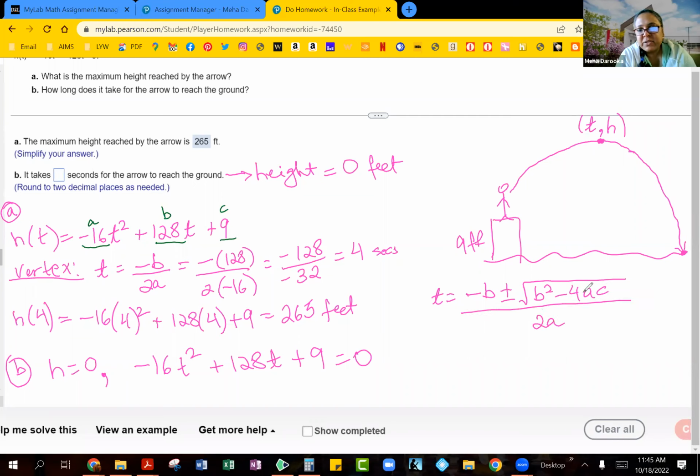Divide the whole thing by 2a. So negative, and then our b value was 128, and you can see I have that here in the green, marked all of them. So negative 128 plus or minus. Again, inside the square root, you have b squared. So 128 squared minus 4 times a is negative 16, c is 9, and then divide the whole thing by 2 times a, which would be negative 16 again.